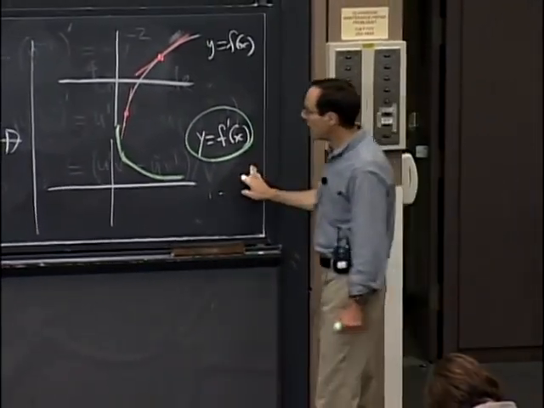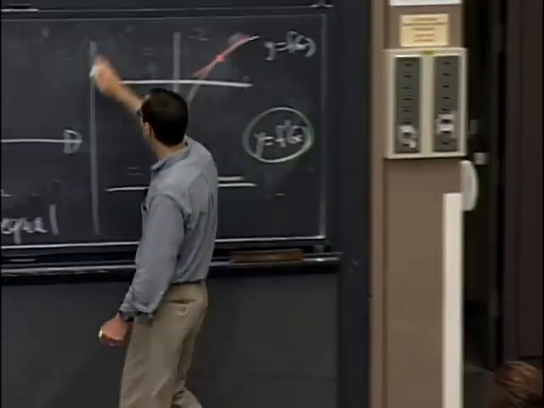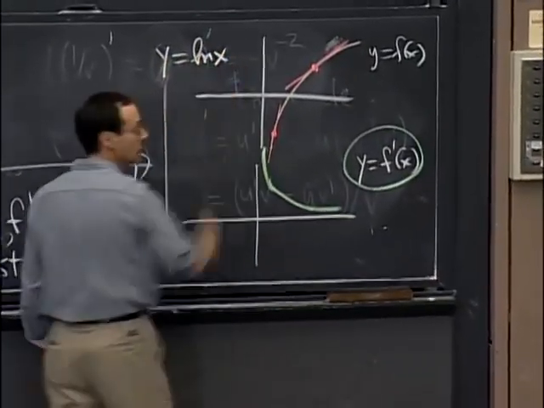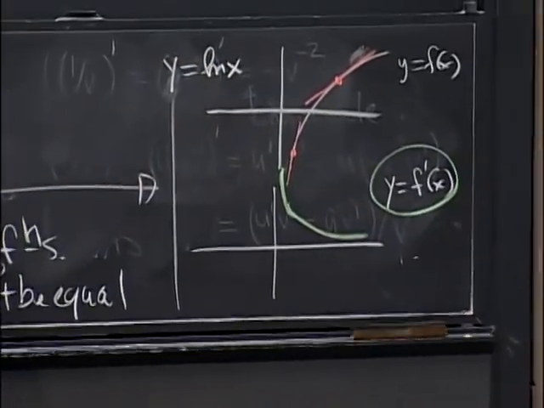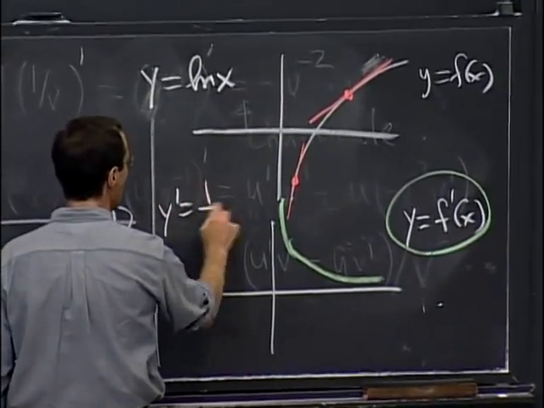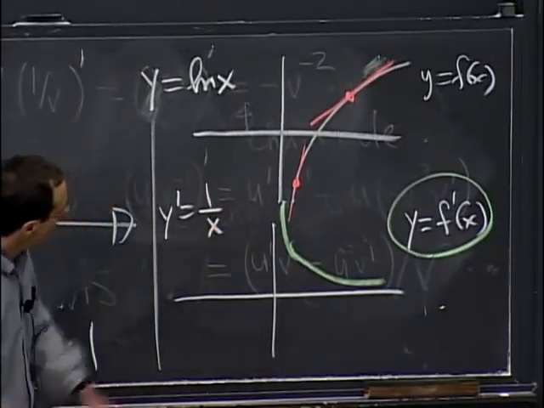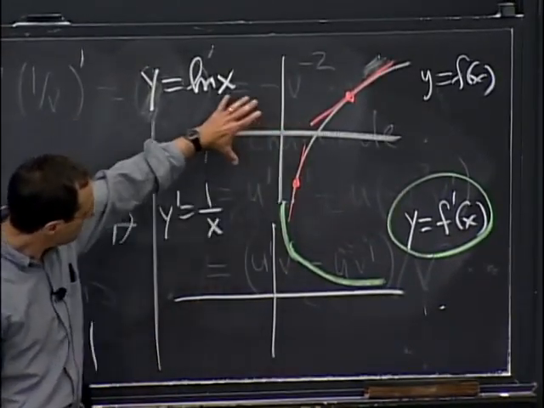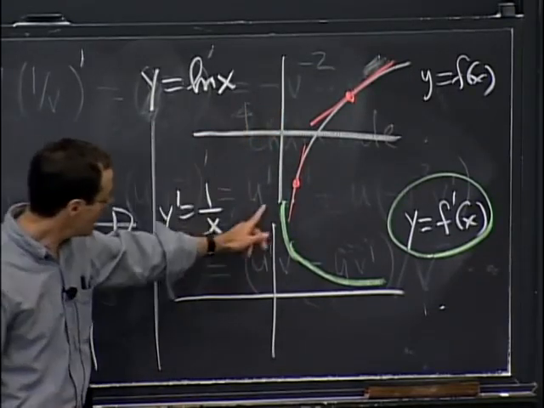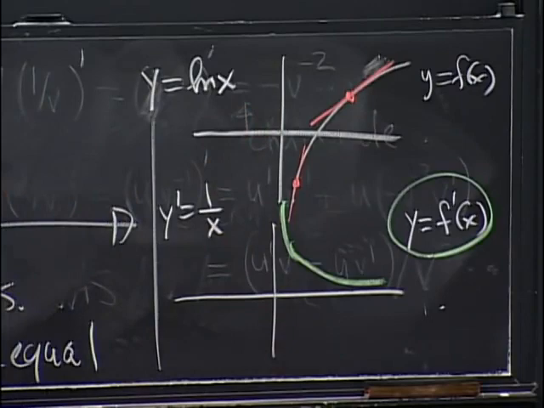So let me give you an example of a function which does exactly this, and it's the function y equals log x. If you differentiate it, you get y prime equals 1 over x. And this plot above is, roughly speaking, the logarithm, and this plot underneath is the function 1 over x.